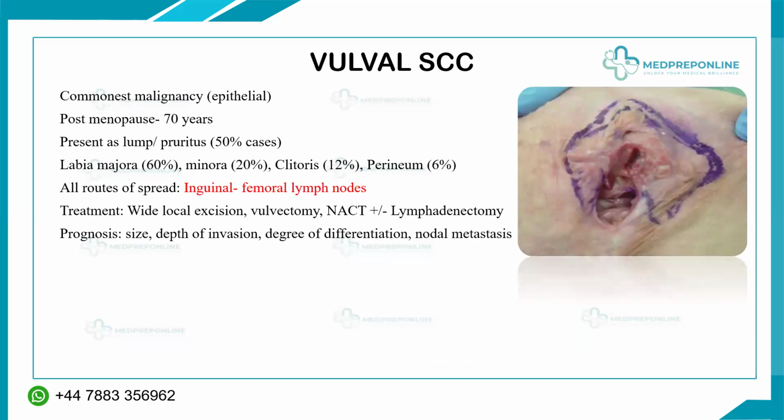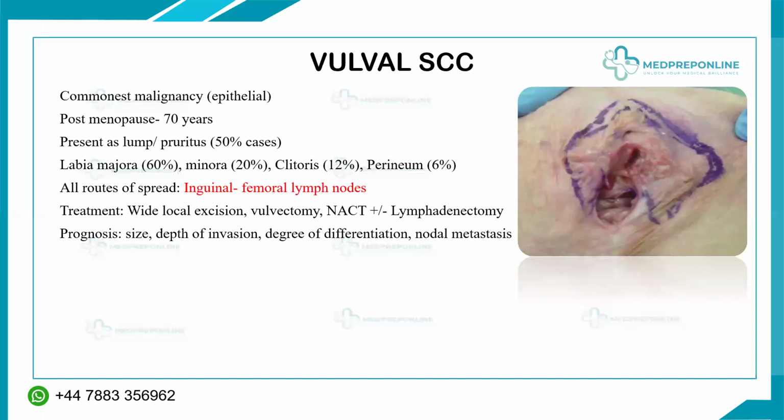Now coming to frank cancer, which is squamous cell carcinoma, the most common epithelial malignancy which occurs in the vulva. For vulval lesions, it is the most common type, and it is a disease of old age. It occurs post-menopause, classically at around 70 years of age. The patient can present with a lump or a mass, and may even present with chronic pruritus.